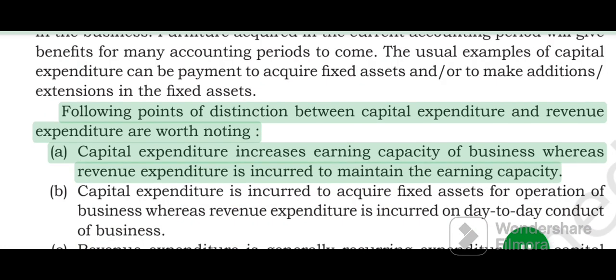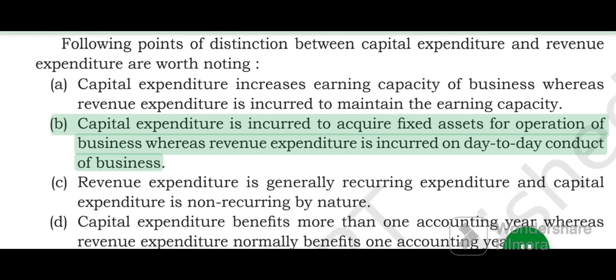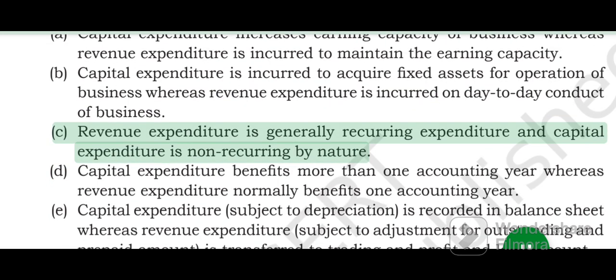Following points of distinction between capital expenditure and revenue expenditure are worth noting. A. Capital expenditure increases earning capacity of business, whereas revenue expenditure is incurred to maintain the earning capacity. B. Capital expenditure is incurred to acquire fixed assets for operation of business, whereas revenue expenditure is incurred on day-to-day conduct of business. C. Revenue expenditure is generally recurring expenditure and capital expenditure is non-recurring by nature.